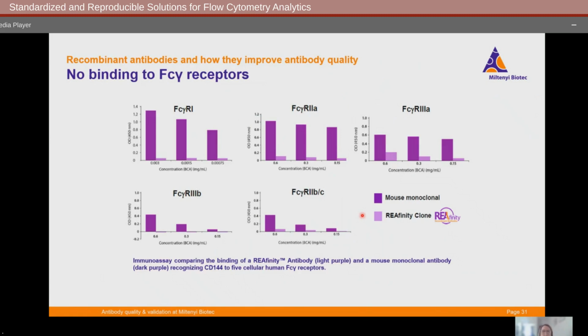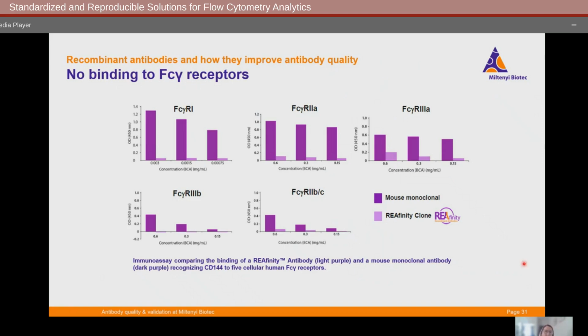Here I'm also showing more information on that Fc receptor mutation that we were talking about on the backbone. So you're looking at immunoassay results where we compared the binding of the reaffinity antibody, these light purple small bars here, versus the mouse monoclonal antibody in dark purple, which are recognizing CD144, to 5 cellular human Fc gamma receptors. You can see significantly lower binding of that recombinant antibody than the hybridoma to those Fc gamma receptors.